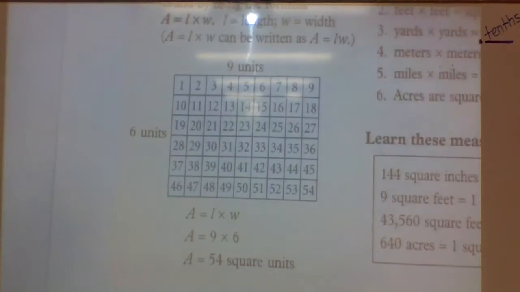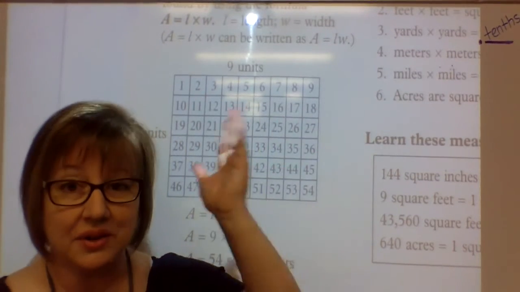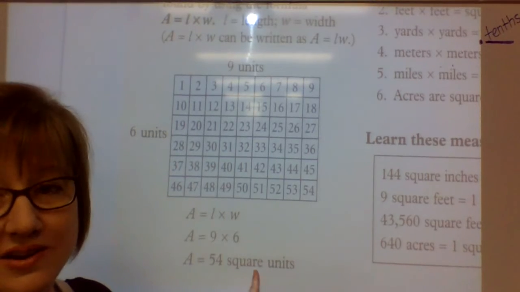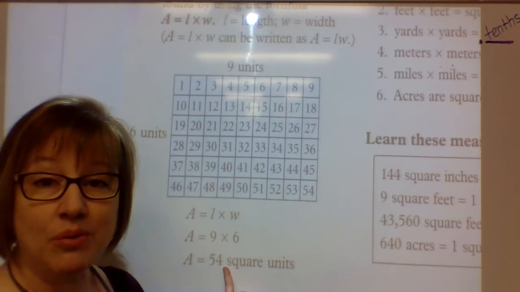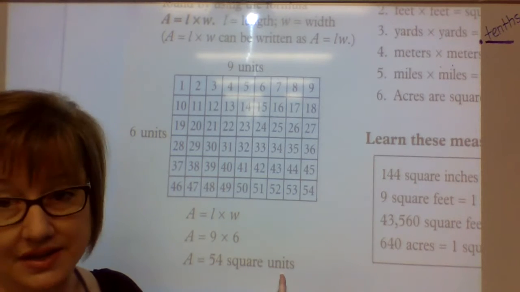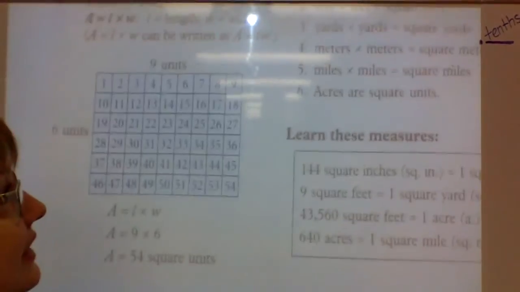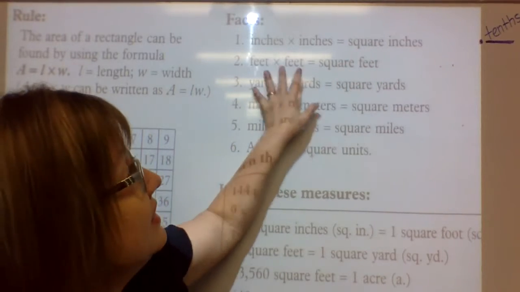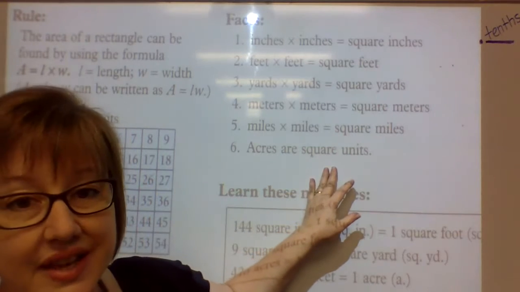The only difference here, and the only thing you have to remember, and this is one of those things that 5th graders always mess up every year, is that now you have to write it in square units. When we wrote perimeter, we would say 54 feet. But now when we're writing area, it has to be square feet. That's the only thing you have to remember. Over here it says inches times inches equals square inches. Feet times feet equals square feet. So you have to have the word square when you write the answer.